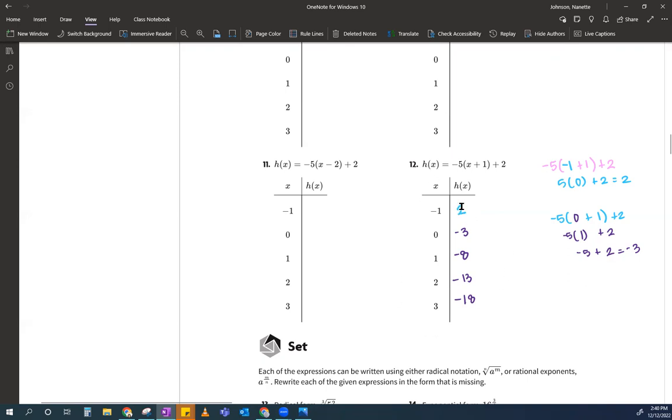Whenever you're dealing with these, this is just saying, hey, if X was this, what would my Y be? So you just plug in these numbers here one at a time for X. So plug in 1 for X and then simplify. So hope that makes sense.